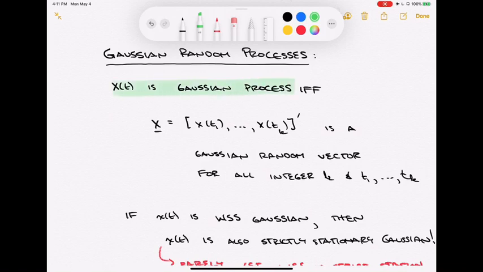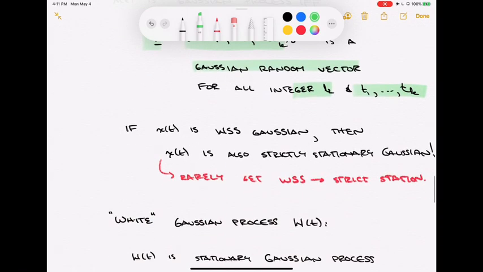Well, x of t is a Gaussian process if and only if we can create a vector x that's created out of x of t1 through x of tk, and if that vector is a Gaussian random vector for all possible values of k and all corresponding times, then we have something that is a Gaussian random process. So again, this could be a little bit of a challenge to show. However, if we're lucky, and there are certainly cases that justify this, if x of t is what is called wide sense stationary Gaussian, then we certainly get some help.